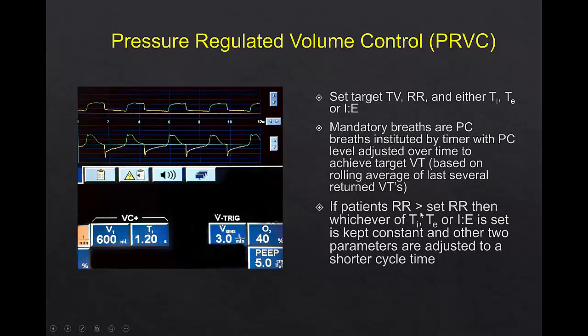Now, if the patient breathes faster than the set rate, then the patient will trigger the breaths more often. The machine will keep frozen whichever timing parameter is set and steal from the other parameters. So in this example, the rate looks like it's around 20 because it's every 3 seconds. We have 3 seconds, and the timer we picked 1.2 seconds in with a total of 3 seconds. So that leaves 1.8 seconds out. If the patient started to breathe at 30, we would only have 2 seconds. The machine would continue to inhale or inspire for 1.2 seconds, so expiratory time would be cut to 0.8.